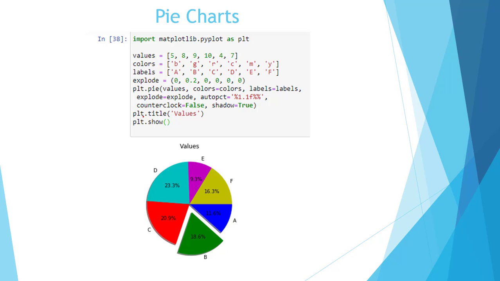And for the title we have specified plt.title, and for showing the whole chart we have to call the show method, that is plt.show. So here is the output of this example. We can see that every wedge in the pie chart has a different name, that is A, B, C, D, E, F, and all the wedges have a different color according to the values specified in the code.